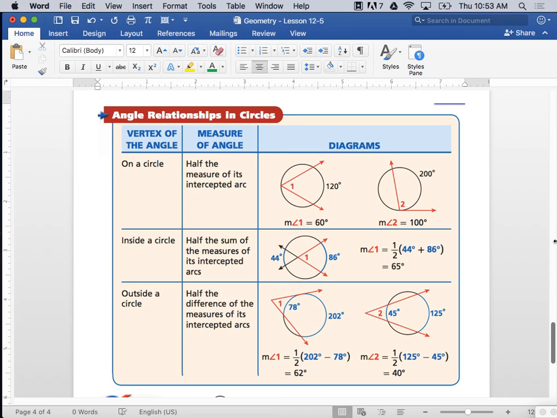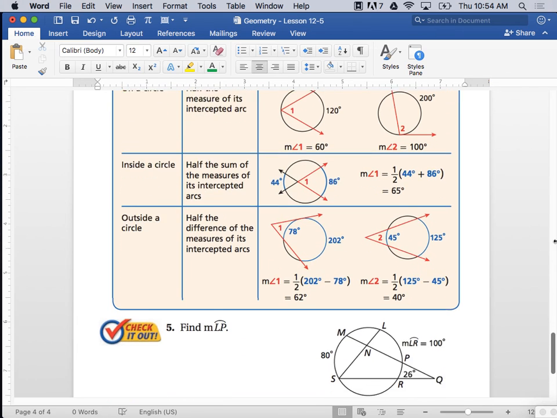Okay? So if it's on the circle, it's just half. If it's inside the circle, it's half the sum of the 2 arcs. If it's outside the circle, it's half the difference. See that? I think that right there is pretty cool and just kind of learning it.